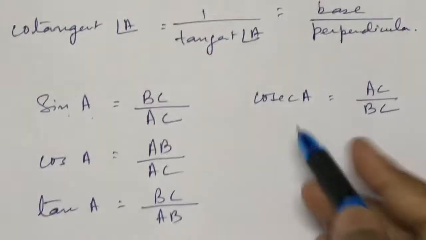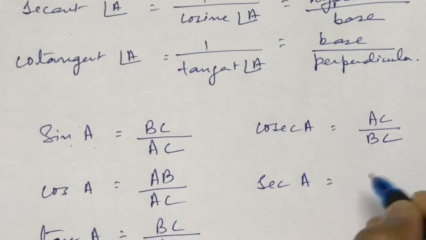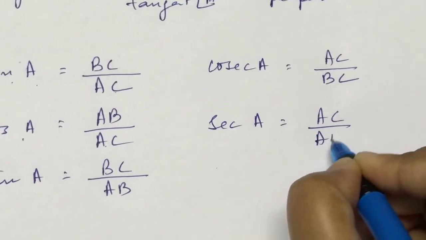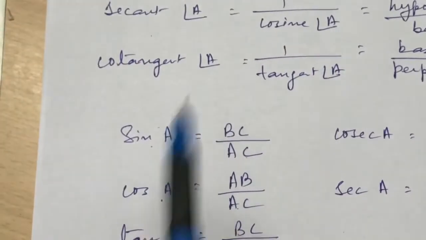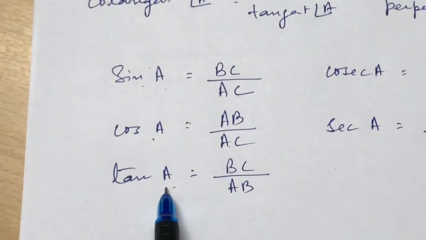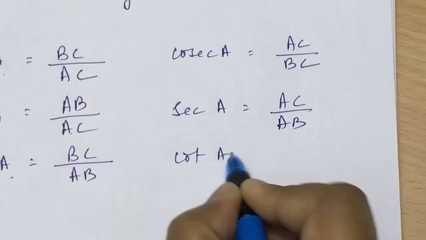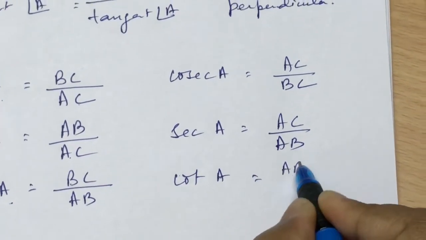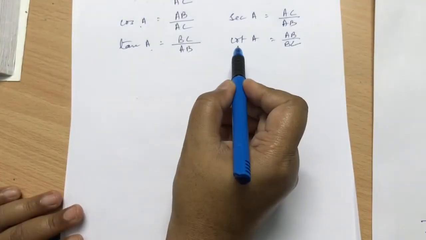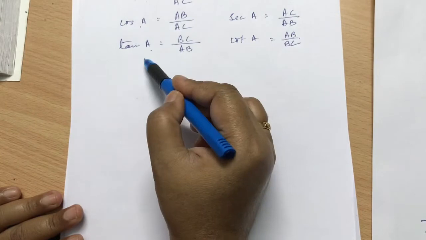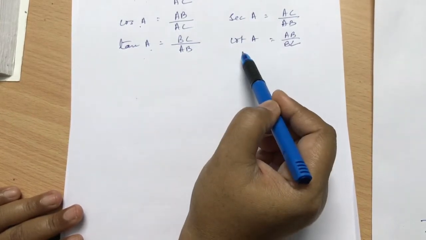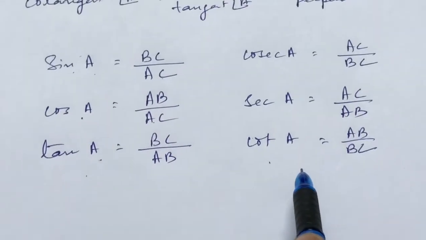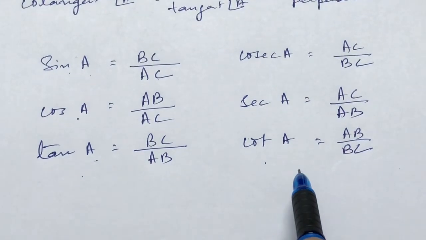Then we have secant A. Secant A can be written as sec A, which is a reciprocal of cos A. That means it can be written as AC by AB. Then cotangent of A. It is reciprocal of tan A. So it can be written as cot A. Cotangent is written as cot, and reciprocal of tan, that means it is AB by BC. You have now got sine, cos, tan, cosec, sec and cot. Okay, these are the ratios. Now we will go straight to the examples of the class 10 book.